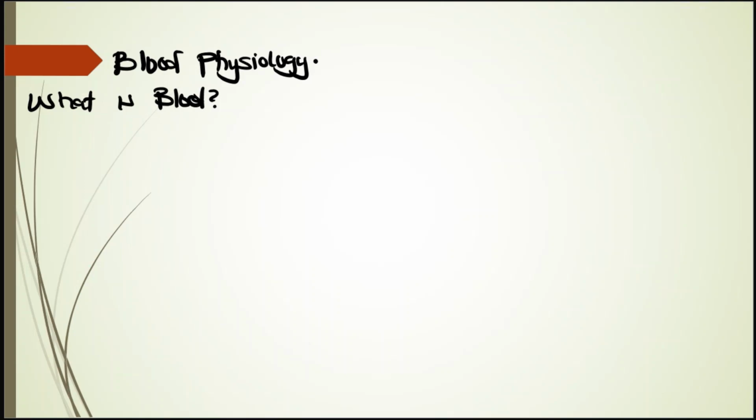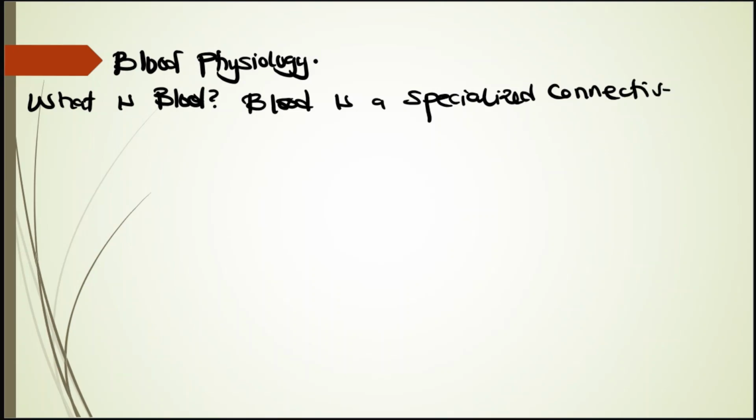Blood is a specialized connective tissue. Remember that the body, despite its complexity, is made up of 4 basic tissues. We have epithelial tissue, connective tissue, nerve tissue, and muscle tissue. And blood is a type of connective tissue that is specialized and has 2 components.